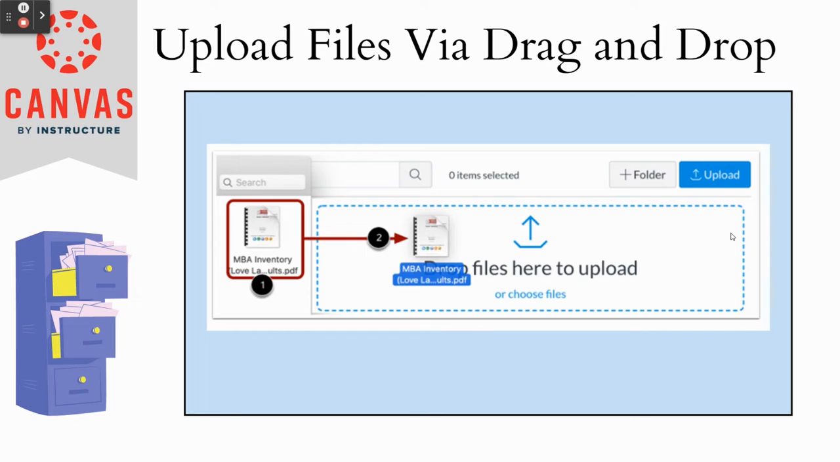So once you click on that upload button, you are able to see this image on the screen where you are able to search on the left hand side and browse through your local files on the computer. Once you find the file that you are looking for, you're able to just simply drag and drop it to this area on the screen in order to start the upload.